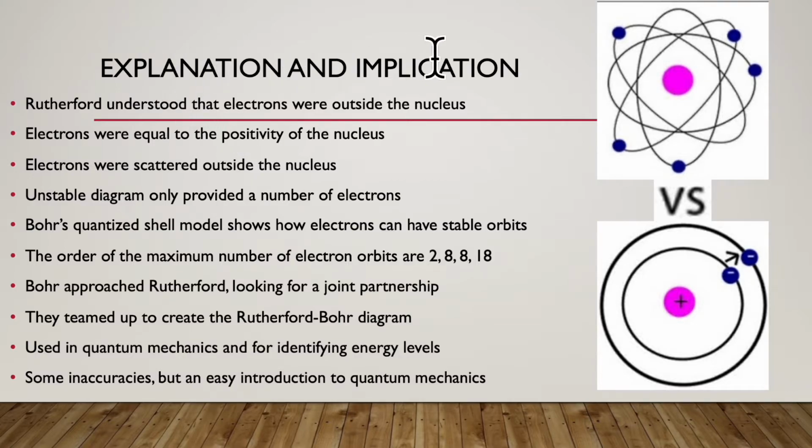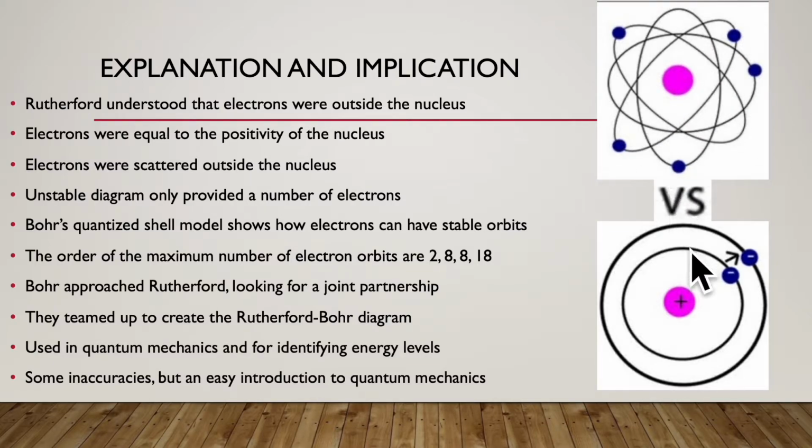And the explanation and implication. So essentially, Rutherford understood that electrons were outside the nucleus, the electrons were equal to the positivity of the nucleus, and electrons were scattered outside the nucleus. But his unstable diagram only provided a number of electrons. It's just, we got a bunch of electrons going on, nothing's organized, it's all out there.